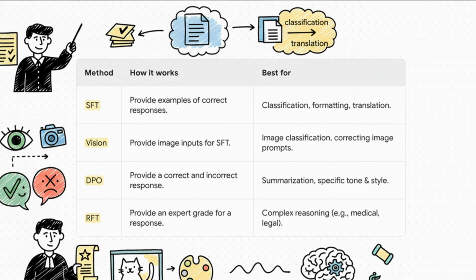Now, there are a few key ways to fine-tune. The most common is supervised fine-tuning, or SFT, where you just show the model a bunch of good examples. Then there's direct preference optimization, or DPO, which is really clever. You show the model both a good response and a bad one, and that teaches it to understand your preferences. And for really complex stuff, there's reinforcement fine-tuning, or RFT, which uses expert feedback to grade the model's reasoning process.